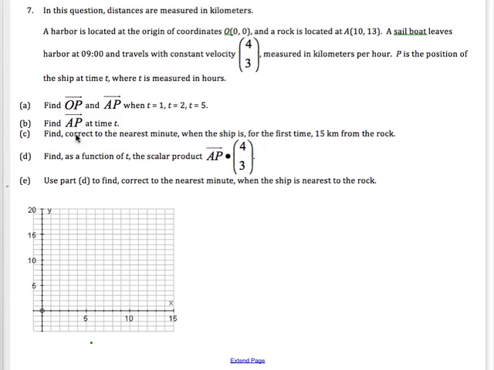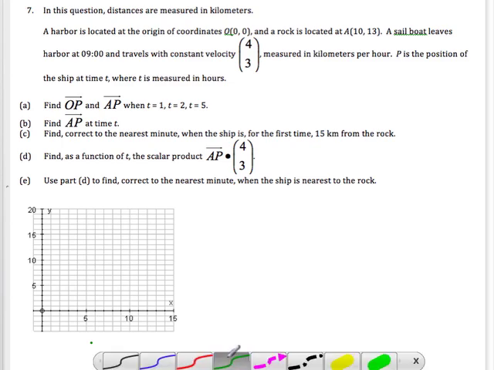Okay, so we're going to do another vectors application problem in 2 dimensions here. We have a harbor that's located at the origin. So down here is where our harbor is, and we'll call this O. And the rock is located at (10, 13). So roughly about right there, there's my rock at A, and it's (10, 13).